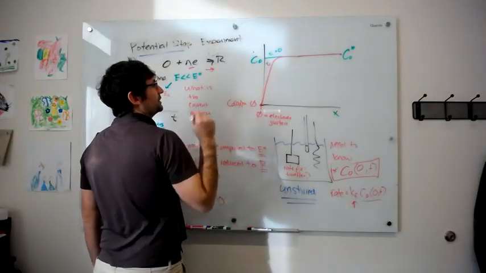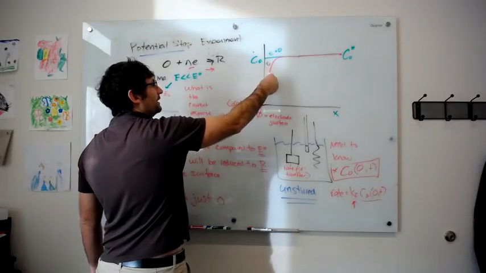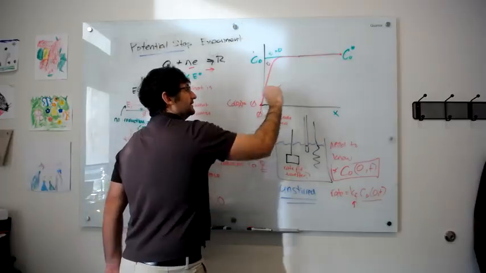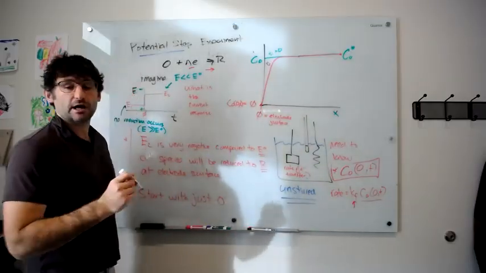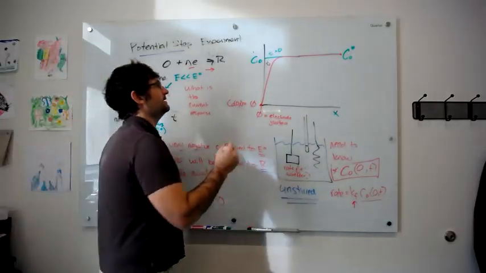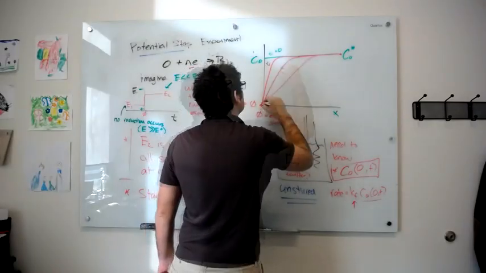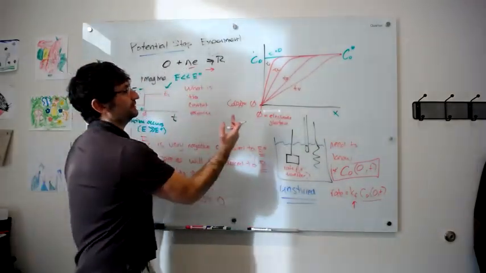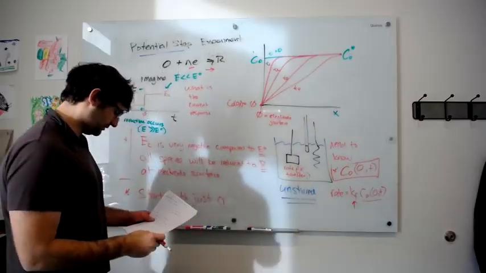Notice there's a concentration gradient driving flux of O towards the electrode surface. R is being generated and diffusing away from the electrode surface, but we're not plotting R in this plot yet. And so at longer times, the diffusion layer will continue to grow in width, moving away from the electrode surface.